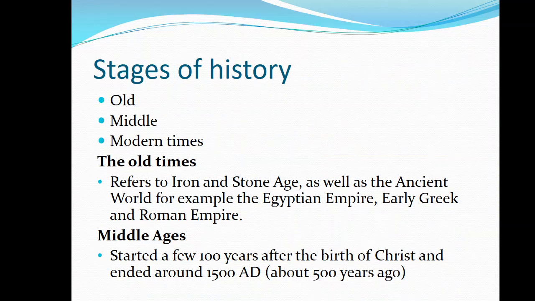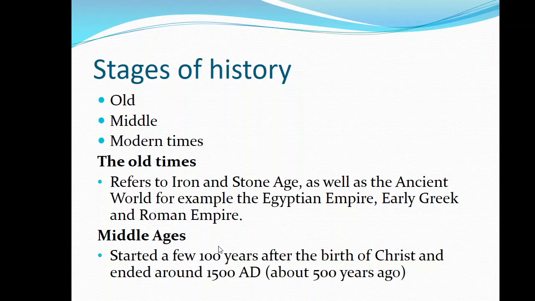Stages of history. History is divided into stages. We have old time, middle time, and also modern times. The old times refers to the Iron Age and Stone Age. Stone Age is when people were making tools made out of stones, as well as the ancient world, for example, the Egyptian Empire during the time of the pharaohs, early Greece, and also the Roman Empire when people used to be ruled by emperors.